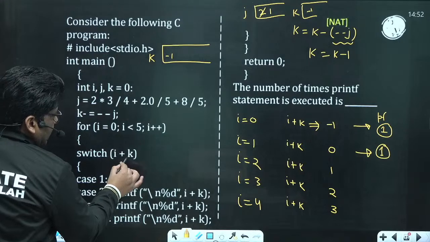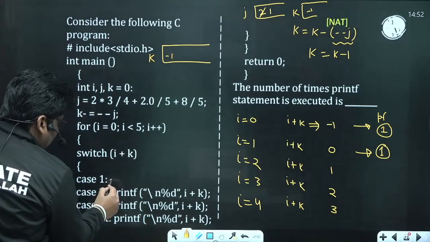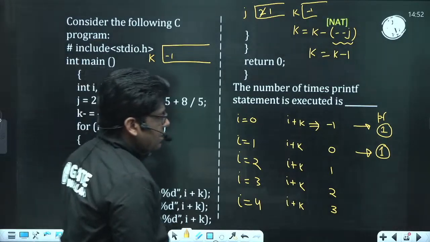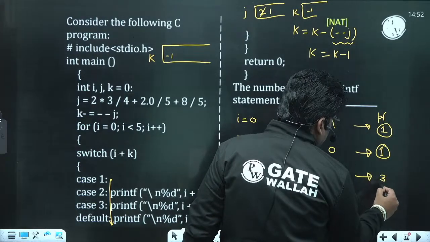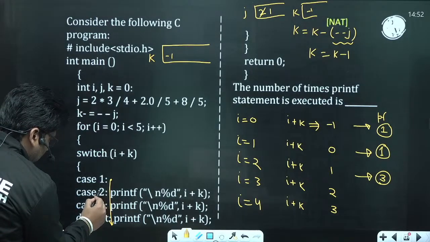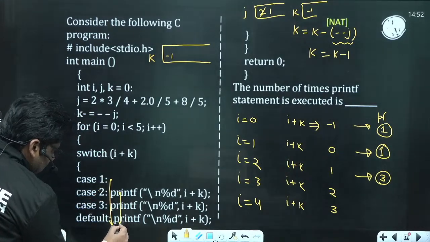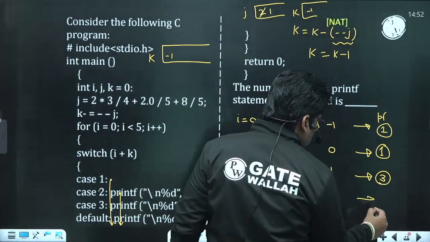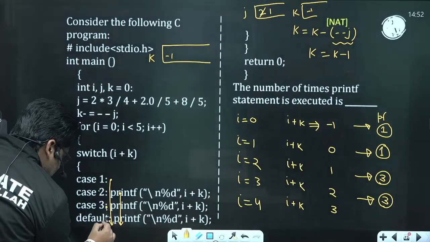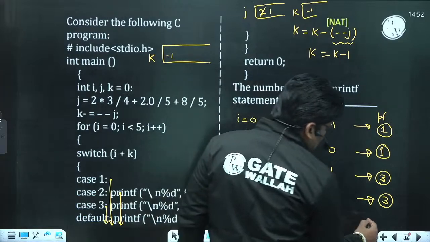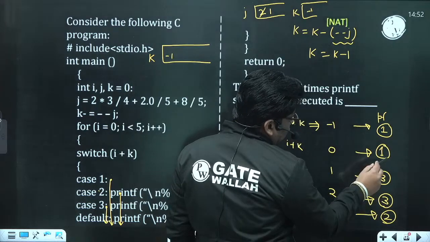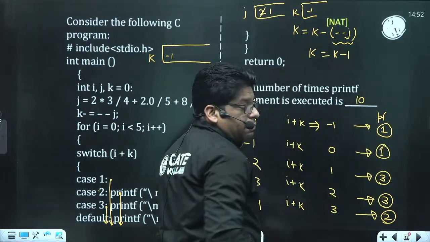When the value of i plus k is 1, the code executes from here, and because there is no break, all three printf will execute. So for this, 3 times printf is there. For i plus k is 2, again from here these 3 printf execute. When i plus k is 3, these 2 printf will execute. So what is the total number of times? 3 plus 3 is 6, plus 2 is 8, plus 1 is 9, plus 1, total 10 times printf executes.